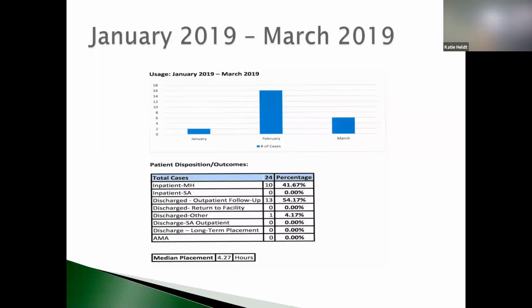And once again, the statistics remain very similar. Median placement time is down just a little bit, 4 hours basically, but the volume isn't the same. So I don't know that we're currently comparing apples to apples.